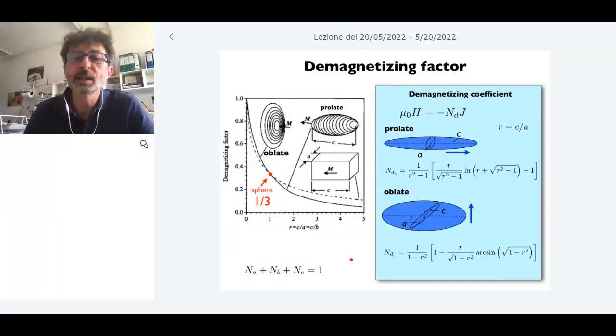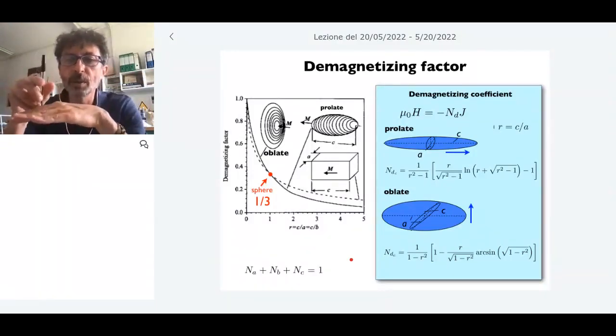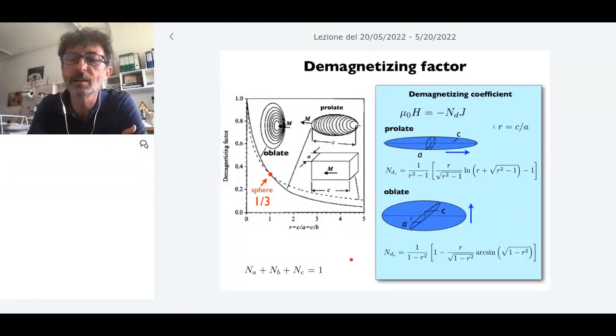So what are the cases in which this demagnetizing action is negligible? If I take something which is very long, so for example, something which is infinitely prolate, or an infinite rod, or a toroidal sample, or whatever. If instead I take a plane and I try to magnetize in the perpendicular direction, the demagnetizing field will be the maximum possible.